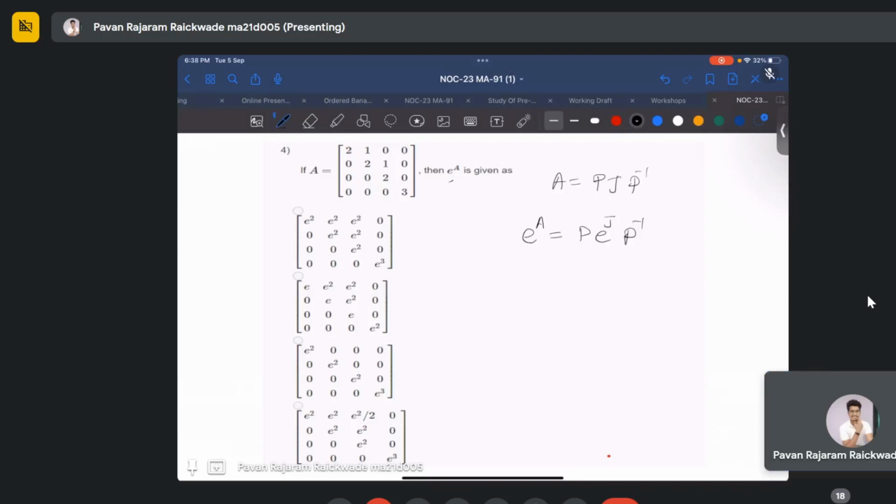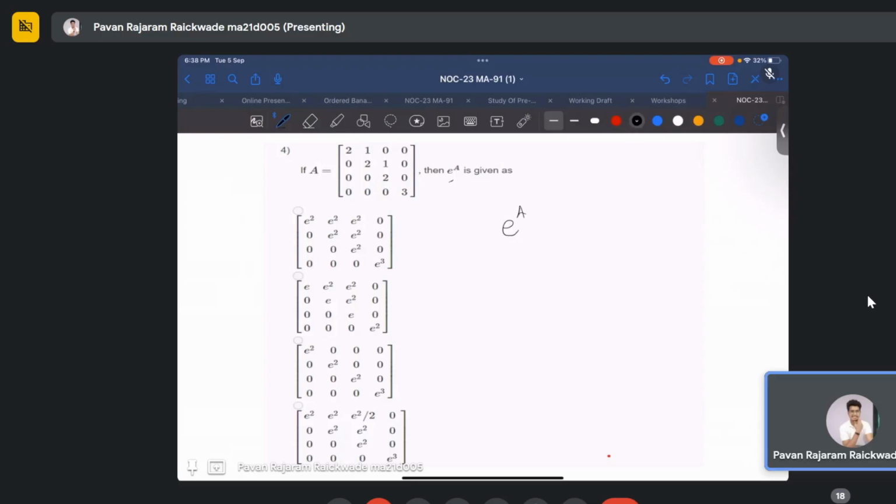Sir, first the identity comes. Where? Okay, we already have a Jordan block. The matrix A is equal to a Jordan block. So the question is, what is e power A?